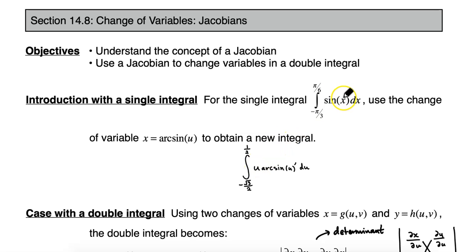If I substitute x as arcsine of u, sine of arcsine of u is u, but we also have to change dx. If you remember, dx is equal to the derivative of arcsine of u times du. So sine x becomes u, but dx becomes arcsine u prime, which is 1 over the square root of 1 minus u squared, times du. This part here would be the Jacobian in one dimension.